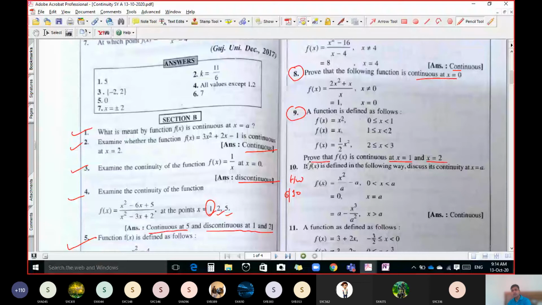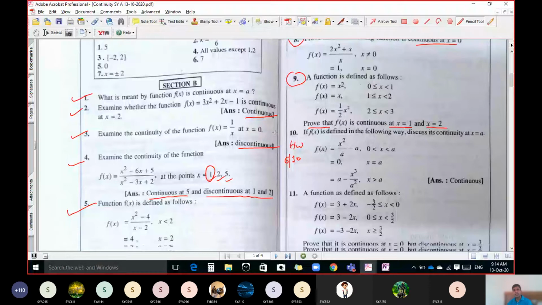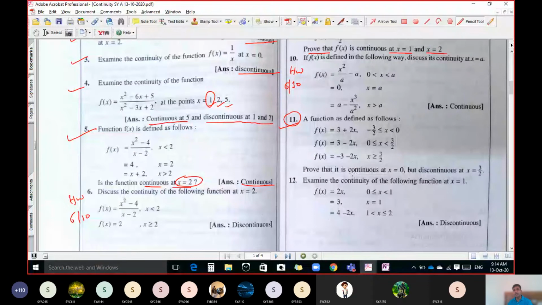Now to question number 11. A function is defined as follows. Prove that it is continuous at x equal to 0 and discontinuous at x equal to 3 by 2. Okay, let us start. 11.